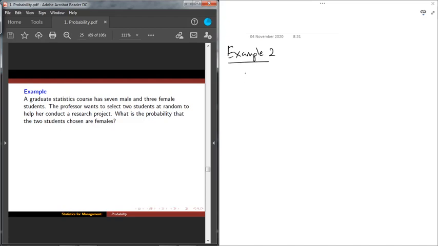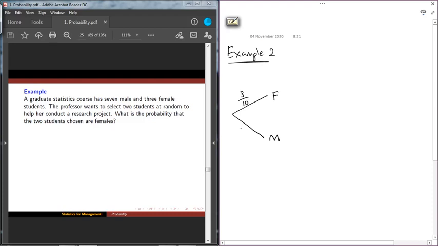So let us look at the first student. The first student can be female or male. What is the probability of choosing a female? I suppose you guys know how to find the probability. Last class I taught you a little bit on finding the probability. Here female is 3 over 10, here 7 over 10. This is the first student.